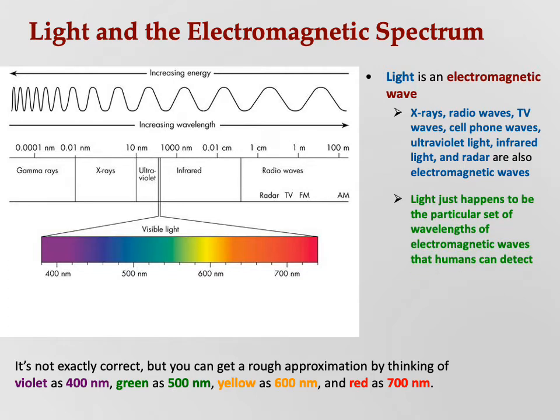Light just happens to be the particular set of wavelengths we can see, and other creatures can detect other wavelengths. So, for example, some animals can see ultraviolet light. Other animals can see infrared light. Like if aliens came to Earth, they might be able to see radio waves. You would be sitting in the classroom, I would have the alien guest there, you would start texting on your phone, and they would be able to see these cell phone waves coming from your phone.